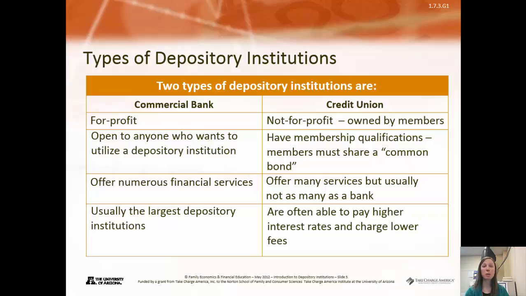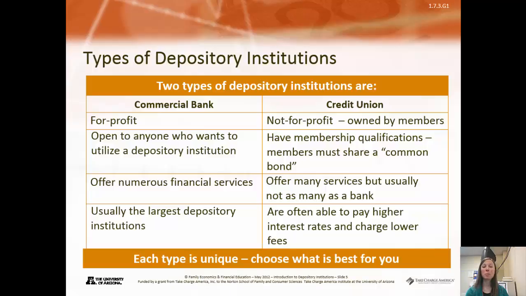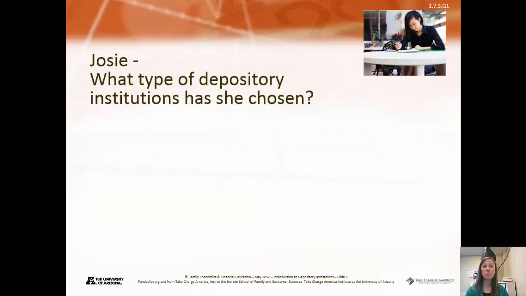Remember, you can pause this video at any point to add anything to your notes that you need to know. Each type is unique and you need to choose what's best for you. And it's very common that people choose what they've grown up with. So their parents chose a bank or a credit union, they often choose that. But it's totally your choice.